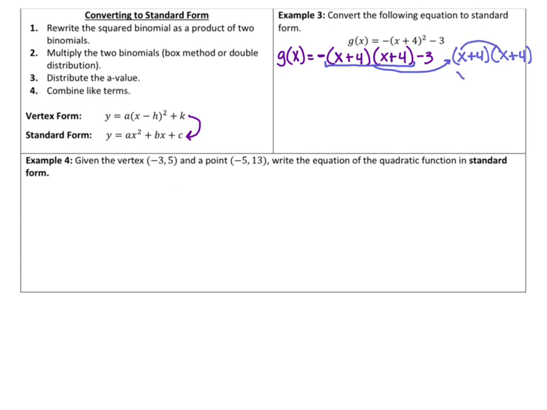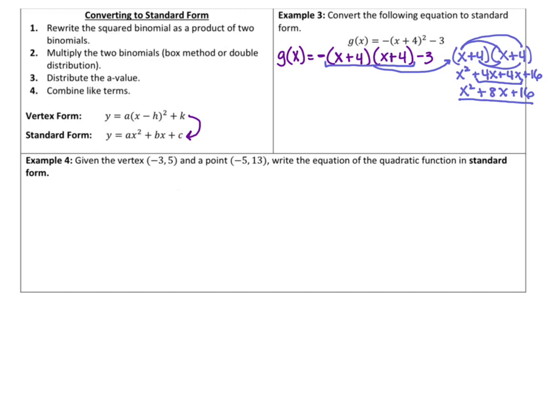So x times x is x squared. X times 4 is 4x. 4 times x is 4x. And 4 times 4 is 16. Okay, I'm going to go ahead and combine these two in the middle, and I get x squared plus 8x plus 16. Okay, so now I've completed my double distribution.